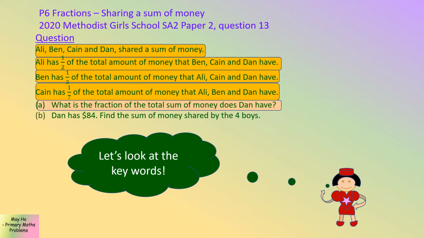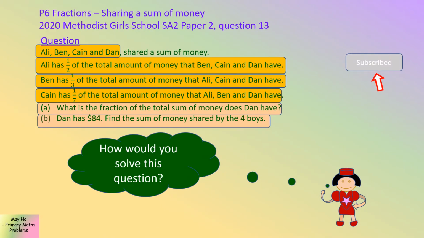Let's look at the question. Part A. What is the fraction of the total sum of money does Dan have? And part B. Dan has $84. Find the sum of money shared by the 4 boys. How would you solve this question? If you want, you can pause the video and try the question first.